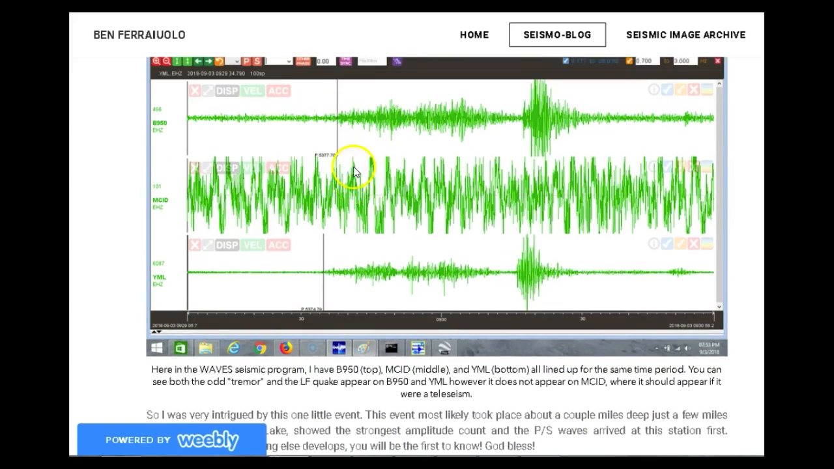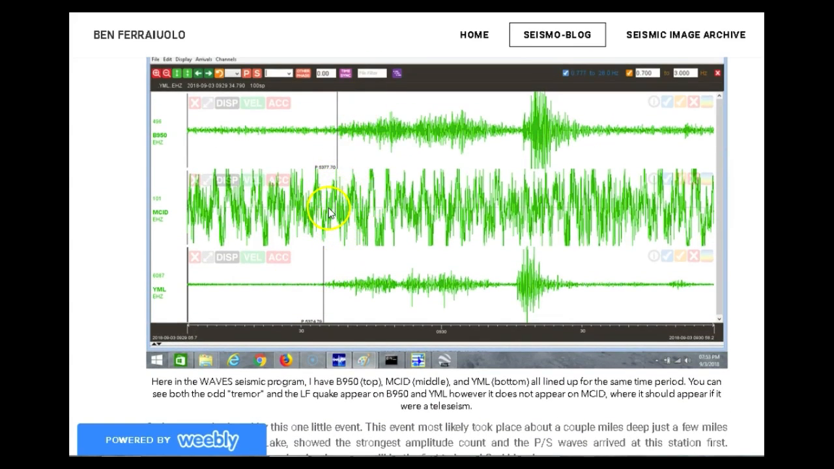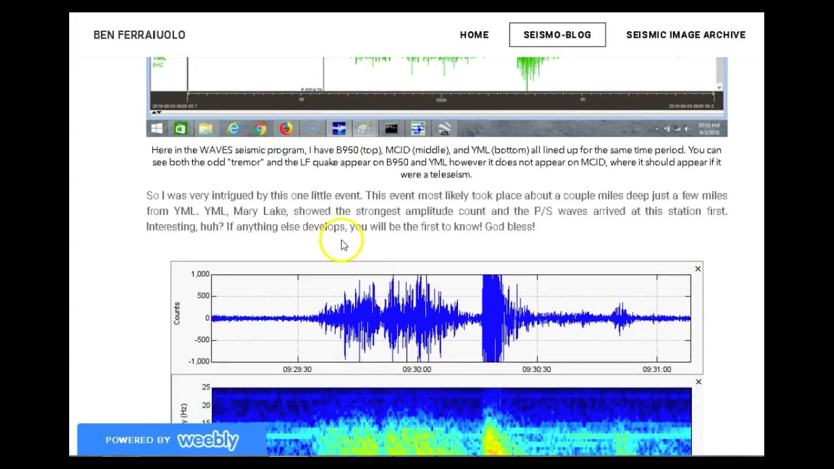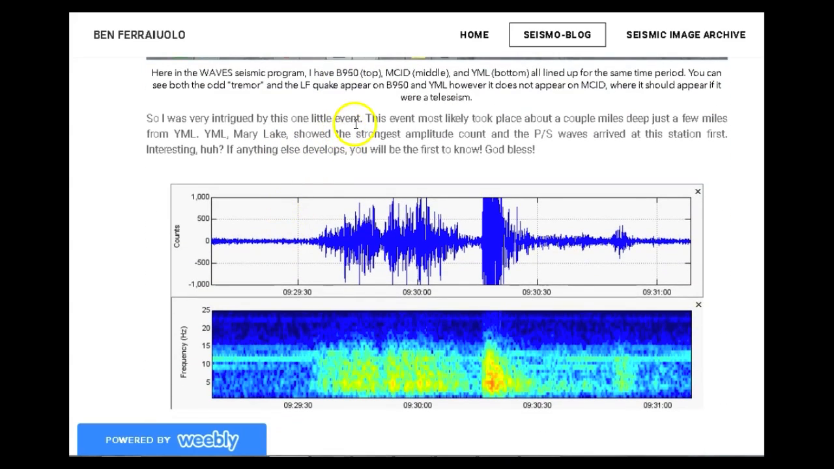And plus, the P wave arrival times do indicate it occurred somewhere within the caldera, most likely near Mary Lake. So I was very intrigued by this one little event. This event most likely took place about a couple miles deep, just a few miles from YML. YML, Mary Lake, showed the strongest amplitude count, and the P and S waves arrived at this station first. Interesting, huh? If anything else develops, you will be the first to know. Well, I'll be the first to know, but I'll tell you guys.